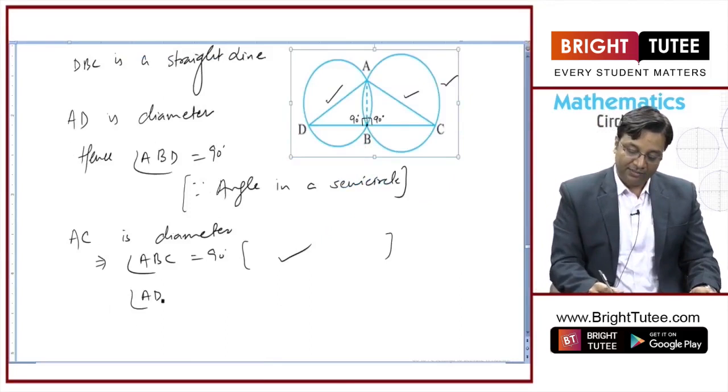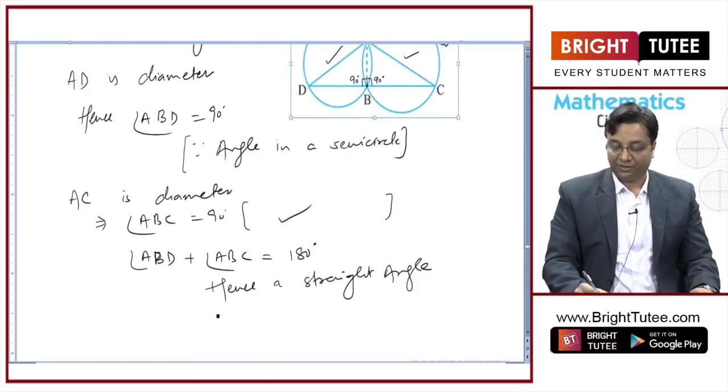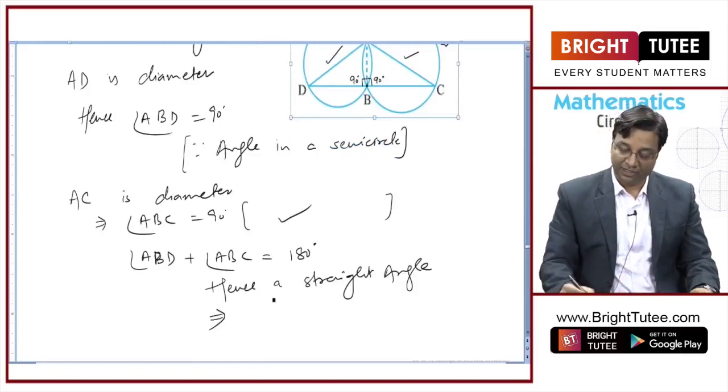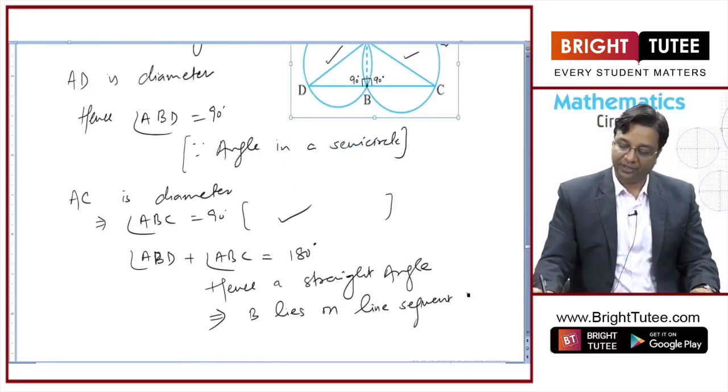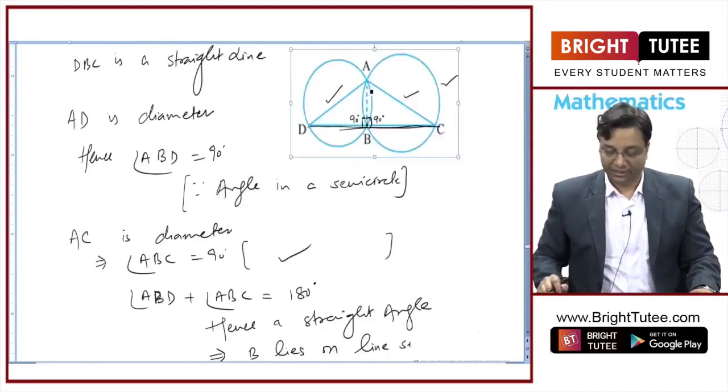Now angle ABD plus angle ABC is equal to 180 degrees, hence a straight angle, and because of which we can say B lies on line segment DC, because it has to be a straight line. Only then can these angles sum to 180 degrees. Right? This was a simple one.